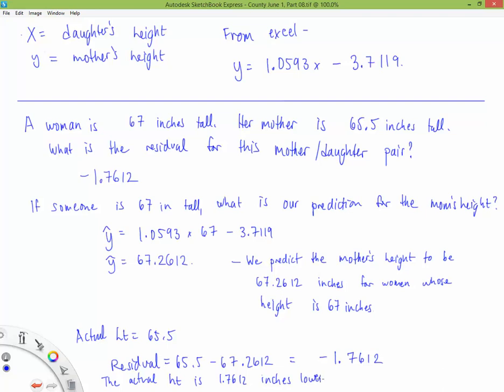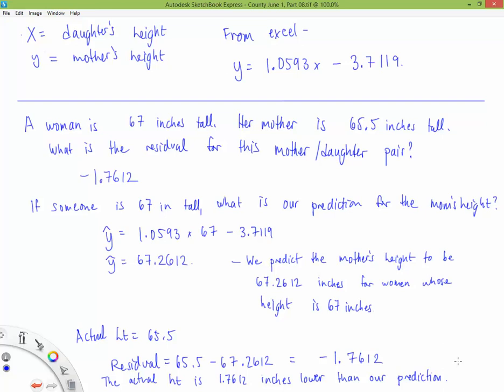Lower or shorter, when you're talking about height, to say shorter or lower is synonymous. Inches lower than our prediction. So the residual is the 65.5, is that plus 67 or minus 67? Minus. So the residual is always a difference. Difference means subtraction, right? It's the difference between the actual and the prediction.